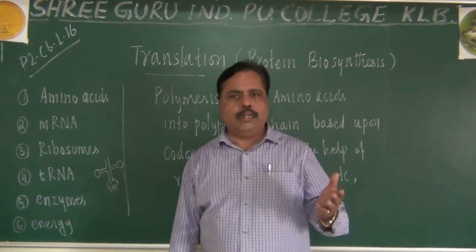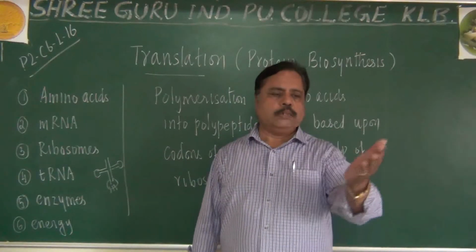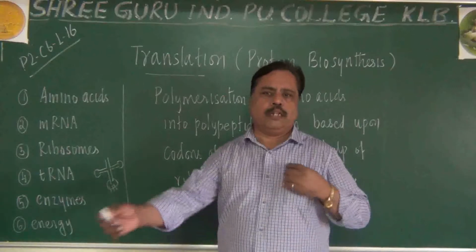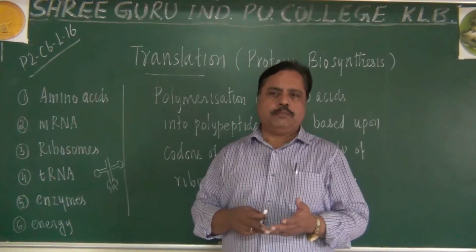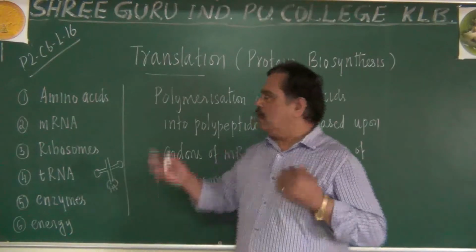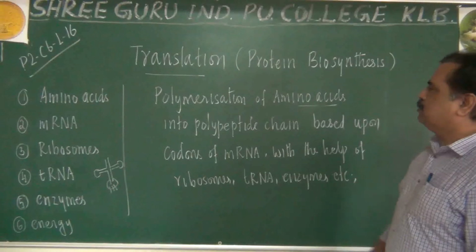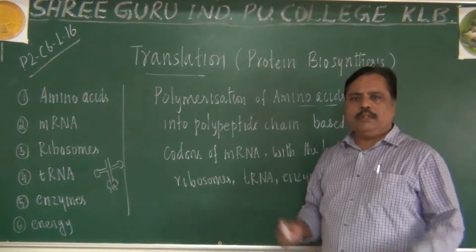We have seen already about replication and transcription. Replication means formation of DNA from another DNA. Transcription means formation of mRNA from the DNA. Now this is polymerization of amino acids. What is polymerization of amino acids?